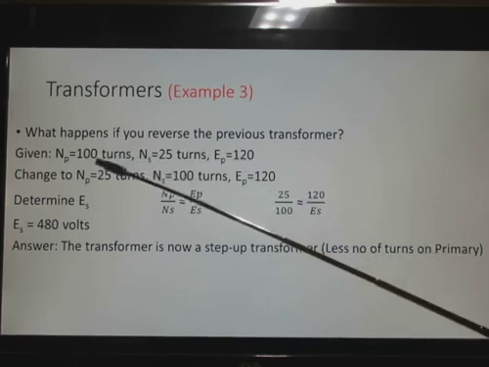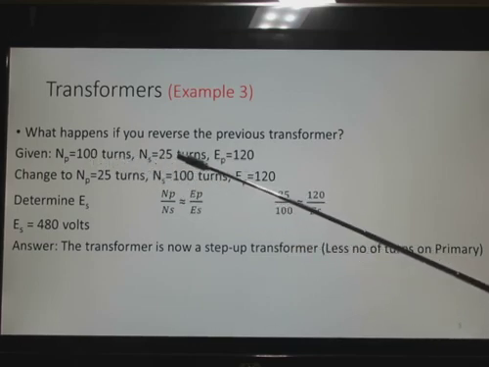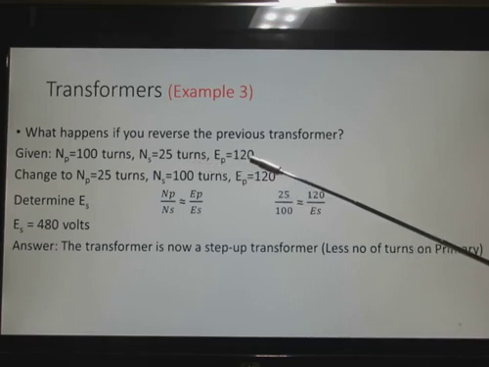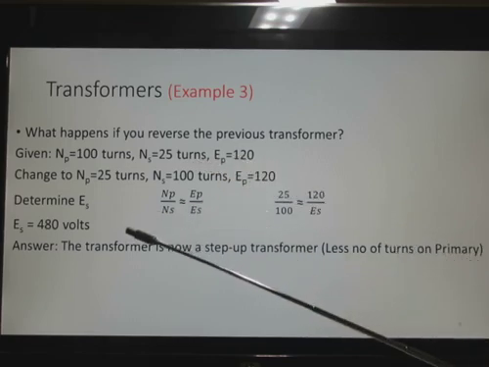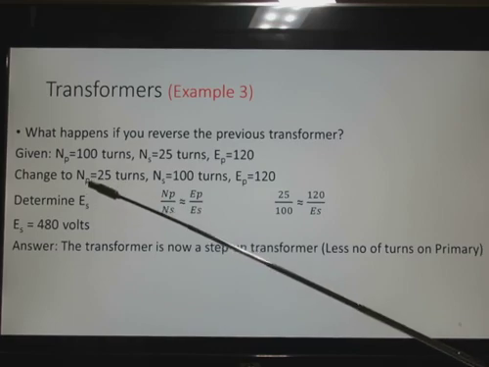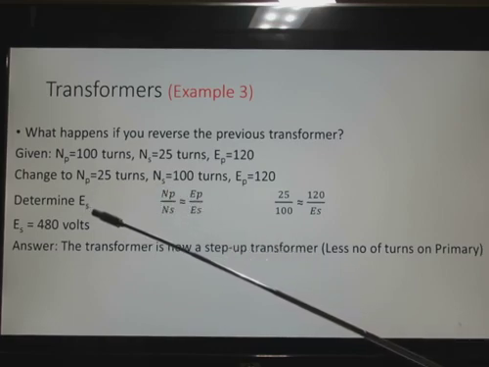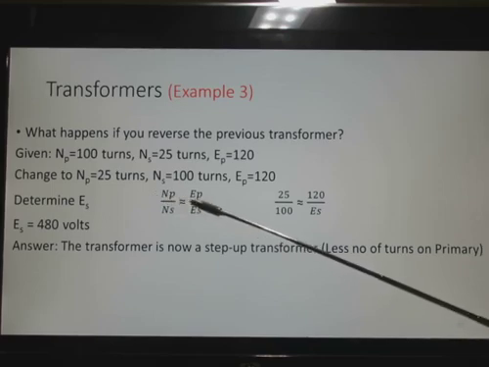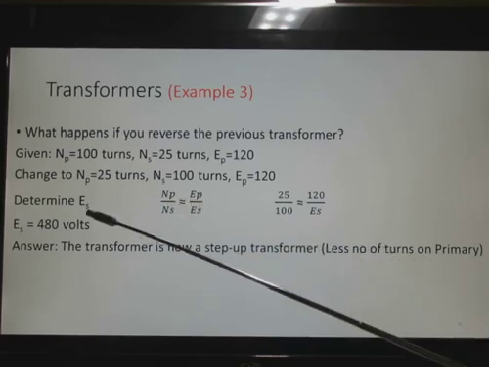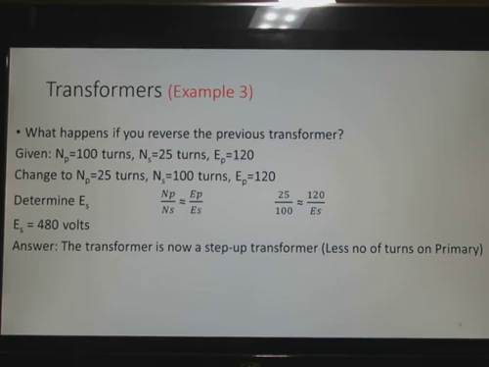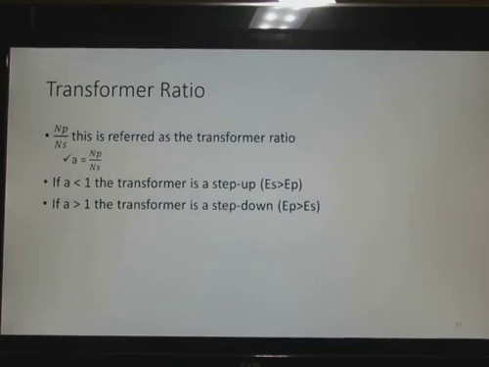Here's another example. We're given 100 turns on the primary, 25 turns on the secondary, primary voltage 100, and we'll solve to find the voltage on the secondary side using this relationship, 480 volts. Now it's a step-up transformer. A step-up transformer can take a low voltage and boost it to a higher voltage level. A step-down transformer can take a high voltage and reduce it.